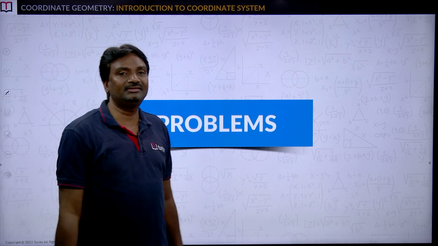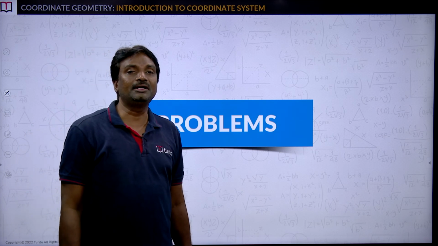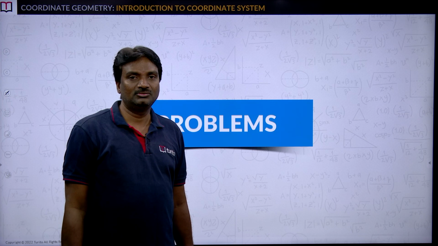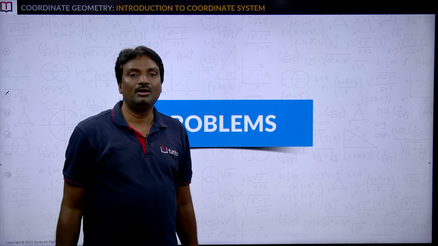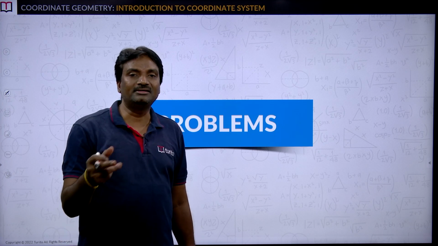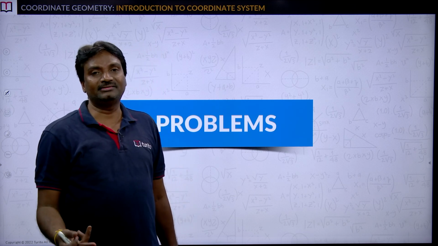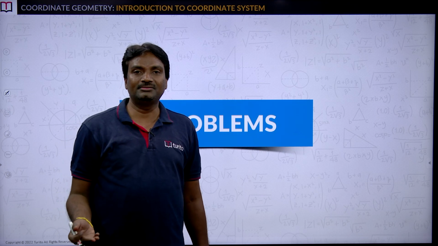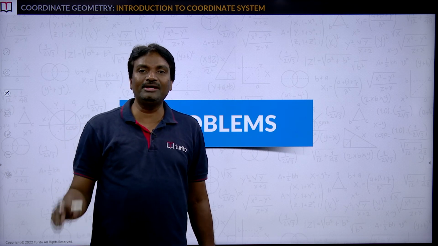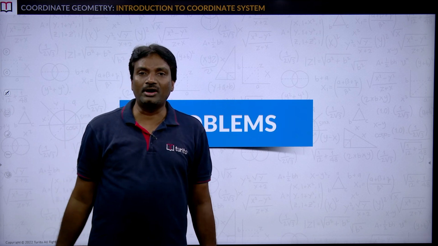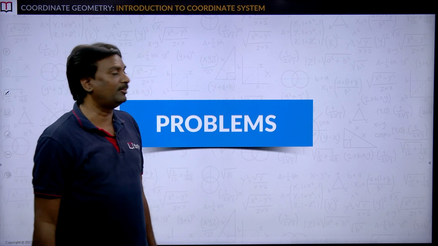So far we have discussed so many concepts related to the coordinate system: what is an ordered pair, what are the coordinates of a point, how can we represent a point on the coordinate plane, x-axis, y-axis, quadrants. According to those concepts, now let us take some problems.